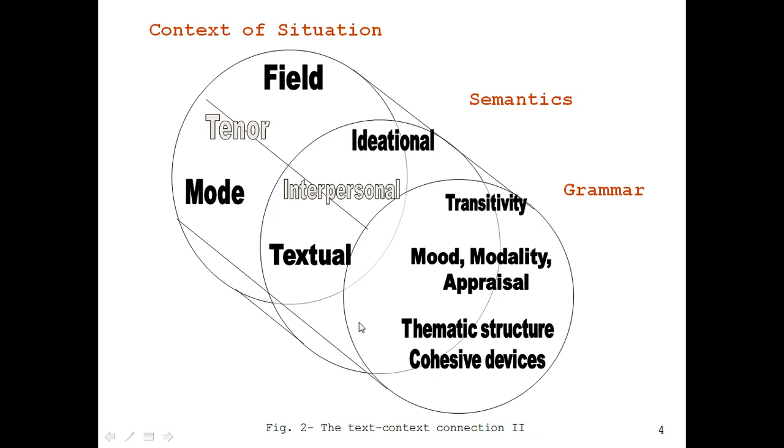Okay, and that's the textual metafunction. What makes a text a text? If we have a piece of language, how do we know that that's a text rather than something completely unconnected? Well, we know that because of the textual metafunction. And the property of a stretch of language to be a text is called texture. And that texture is instantiated through the system of theme, thematic structure, and cohesion.